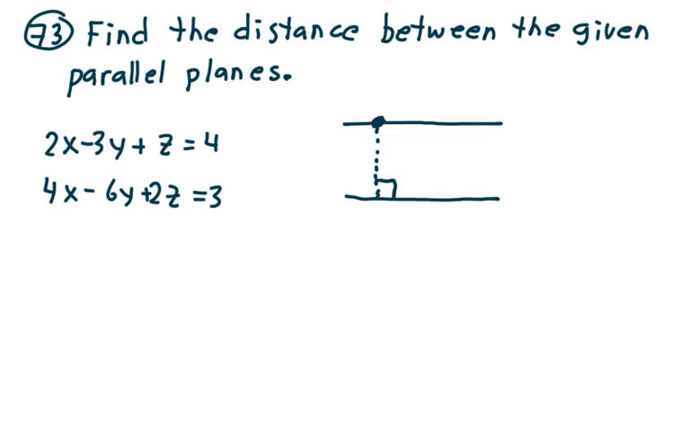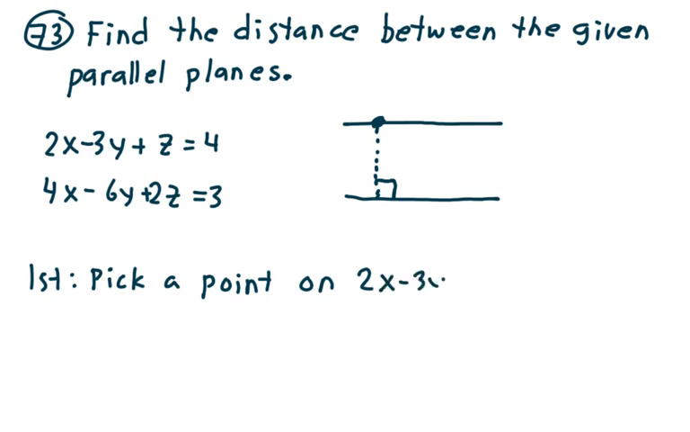So, in other words, first step, we want to pick a point on 2x - 3y + z = 4. And it doesn't matter which point you choose, so make it nice and convenient. I'm going to choose the point (0, 0, 4). Nice, easy point.